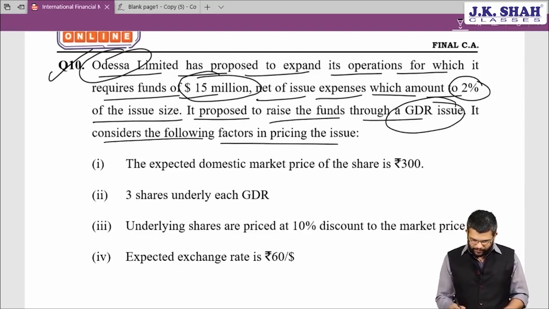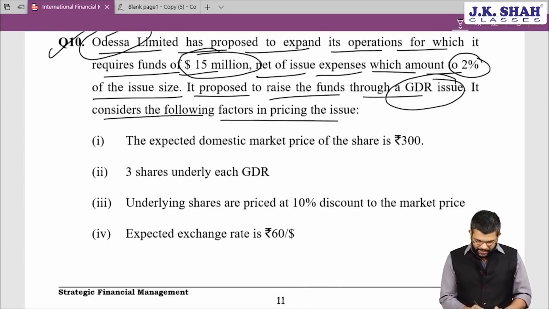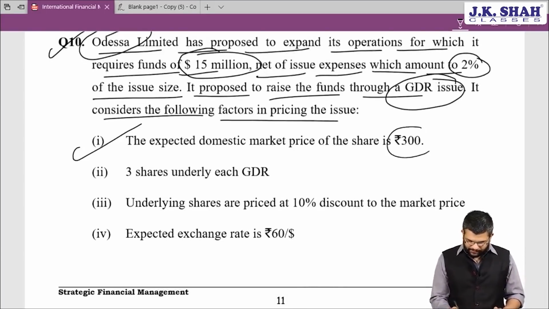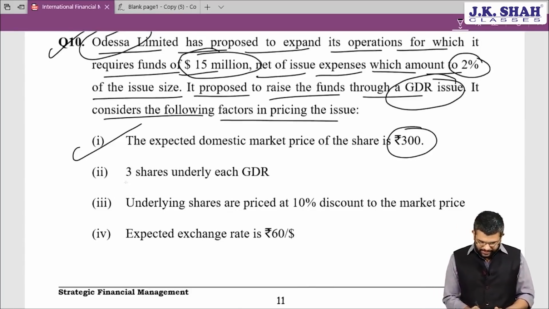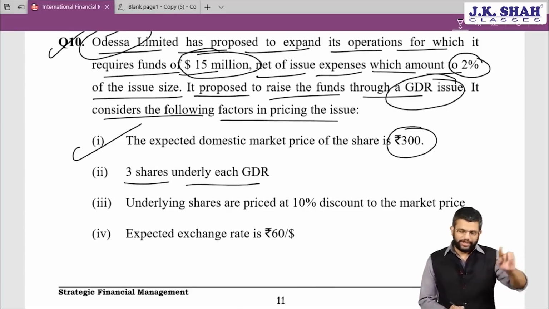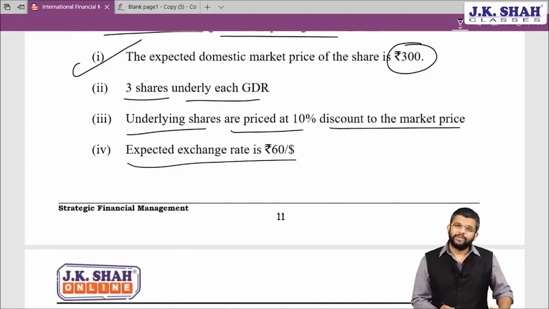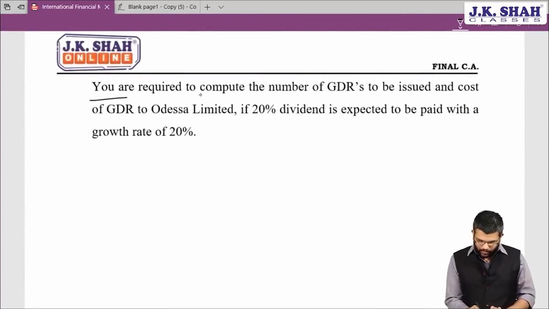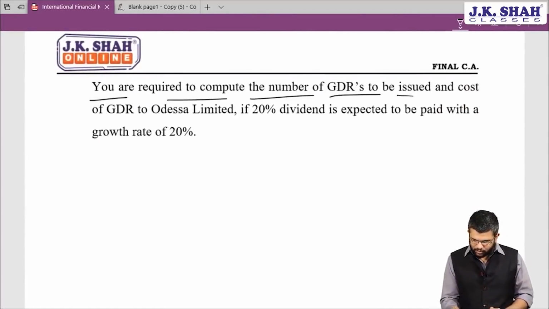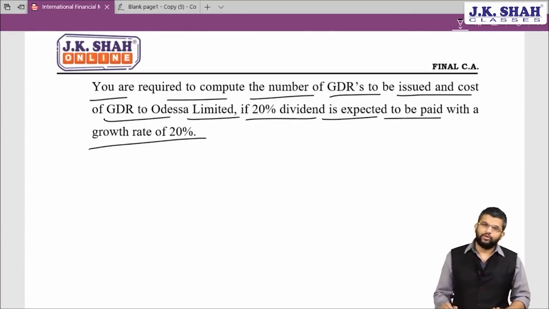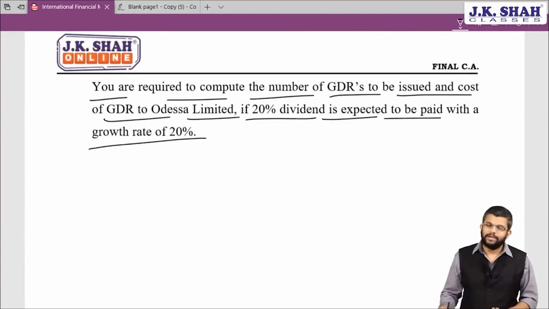It considers the following factors in pricing the issue. Expected domestic market price of the share is rupees 300. 3 shares underlie each GDR. Underlying shares are priced at a 10% discount to the market price. Expected exchange rate is rupees 60 per dollar. You are required to compute the number of GDRs to be issued and the cost of GDR to Odessa if 20% dividend is expected to be paid with a growth rate of 20%.